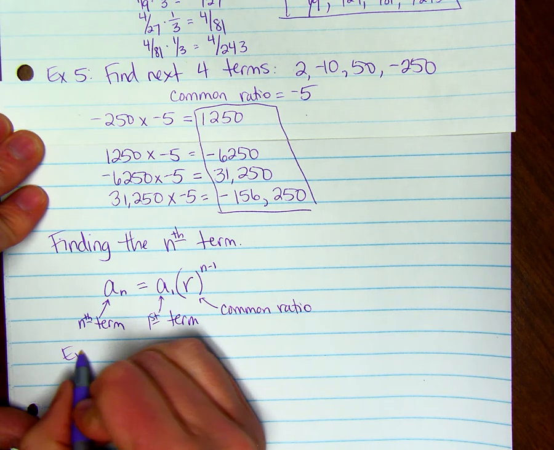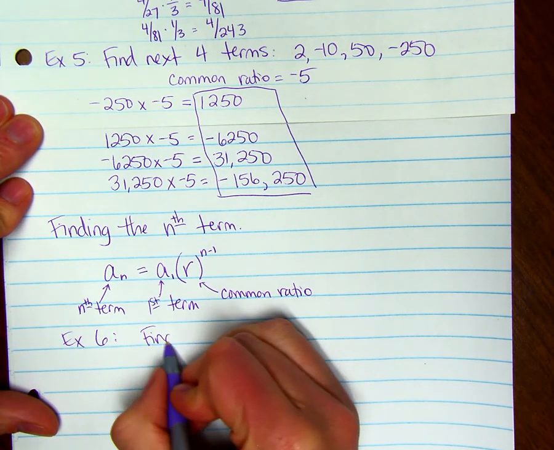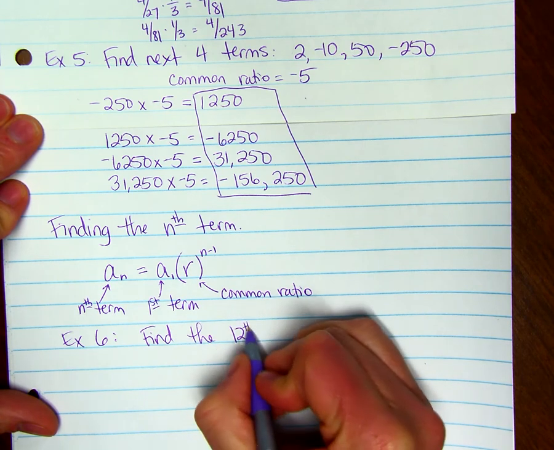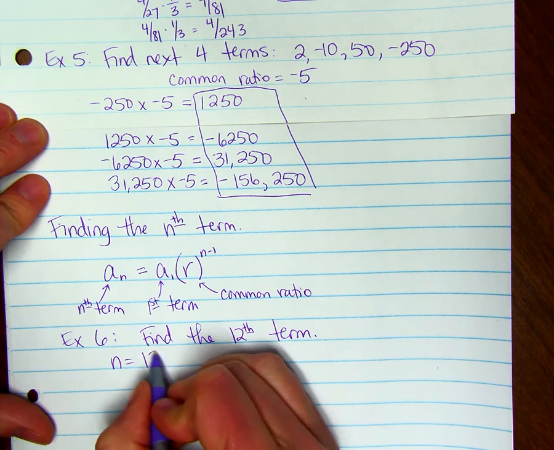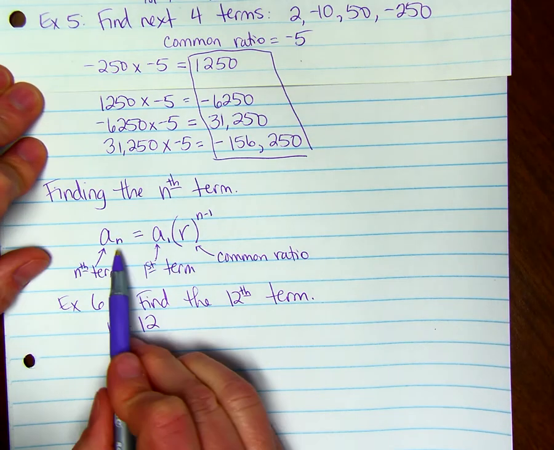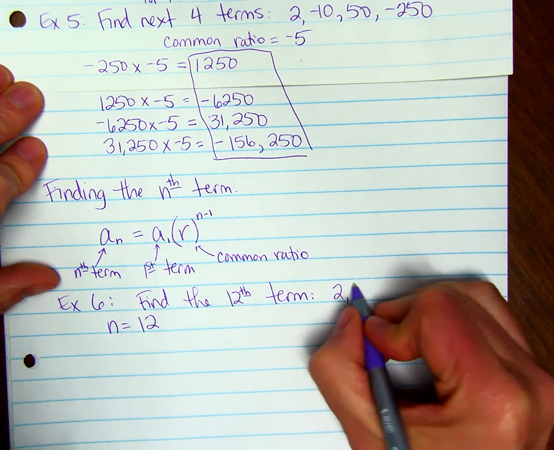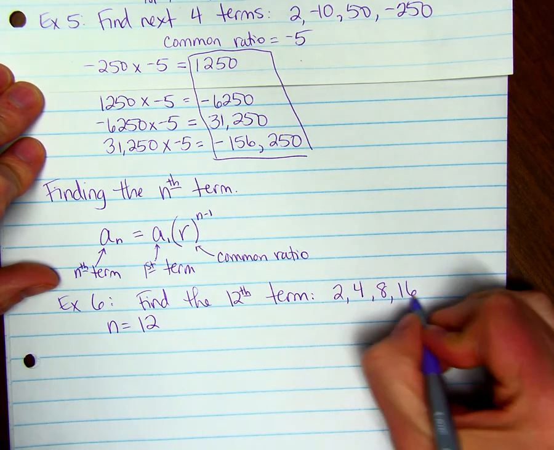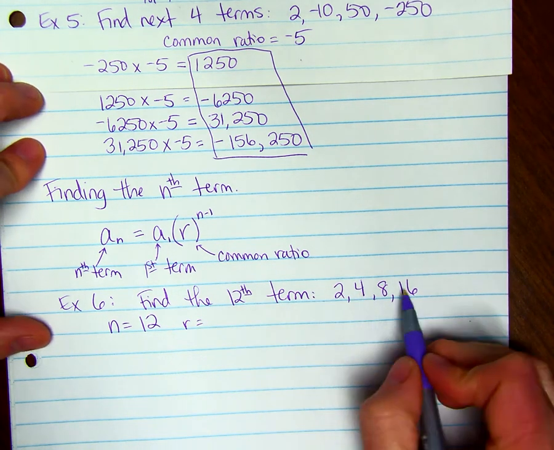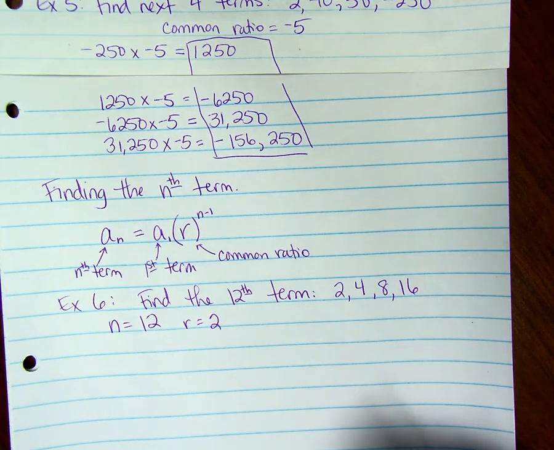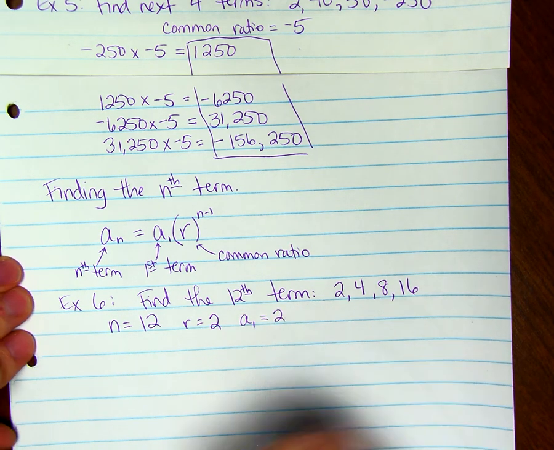So here's example 6. This says find the 12th term. So since we want the 12th term, n equals 12. So we're going to come up here, we need to have our list, don't we? 2, 4, 8, 16. So our common ratio is times by 2, so it's 2. And our first term is a 2.